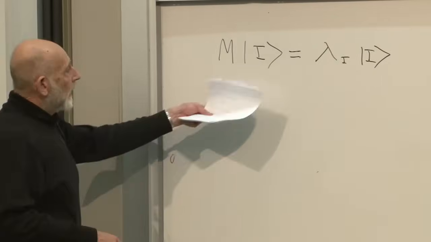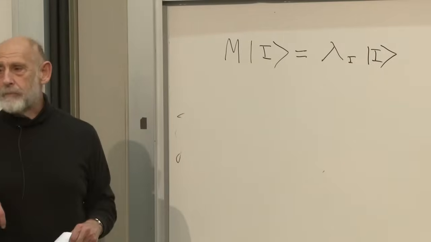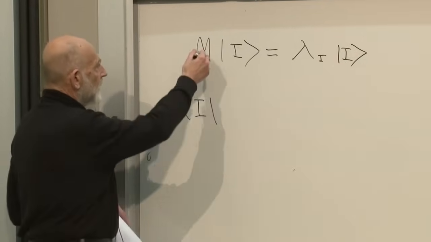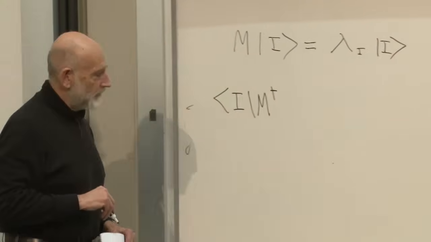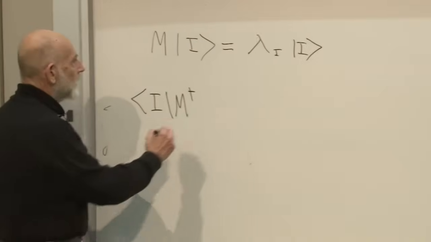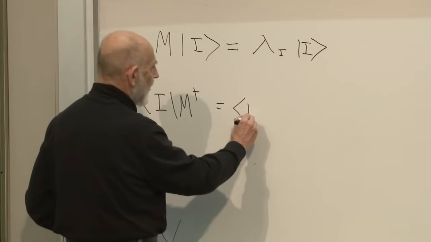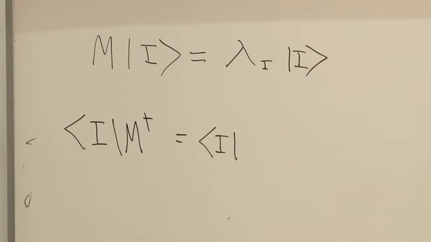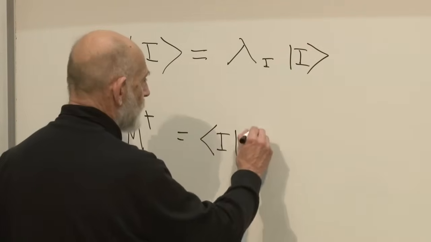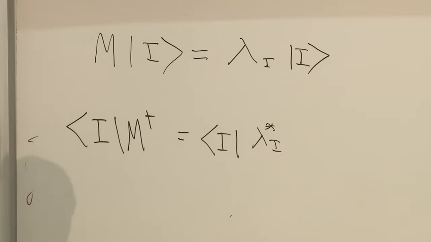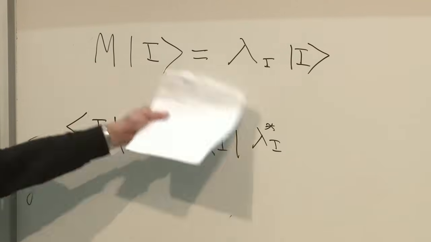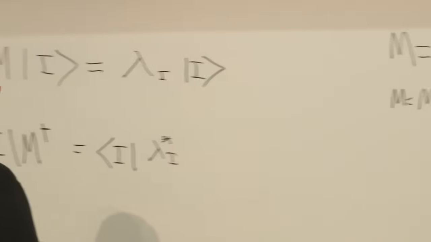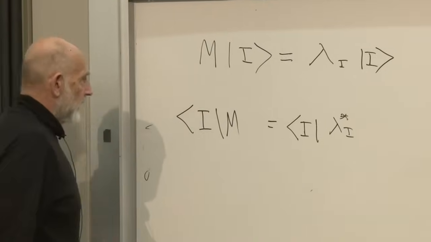Well, let's take this equation and flip it over into a bra equation. To flip it over into a bra equation, I take M and I replace it by M dagger. Well, that's not going to do much because M is equal to M dagger. And on the right-hand side, I flip I. And what do I do with lambda in general? Complex conjugate. Complex conjugate lambda I. So far, we haven't proved that it's real. Every time you flip from bras to kets, you have to complex conjugate all the numbers that are there. All right, but now, assumption, M is Hermitian, so it's equal to its own Hermitian conjugate. And now we have this equation.